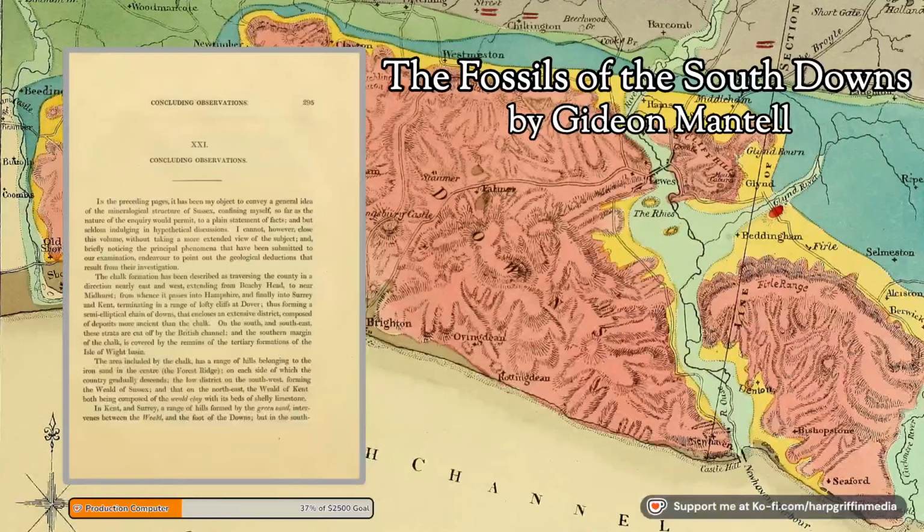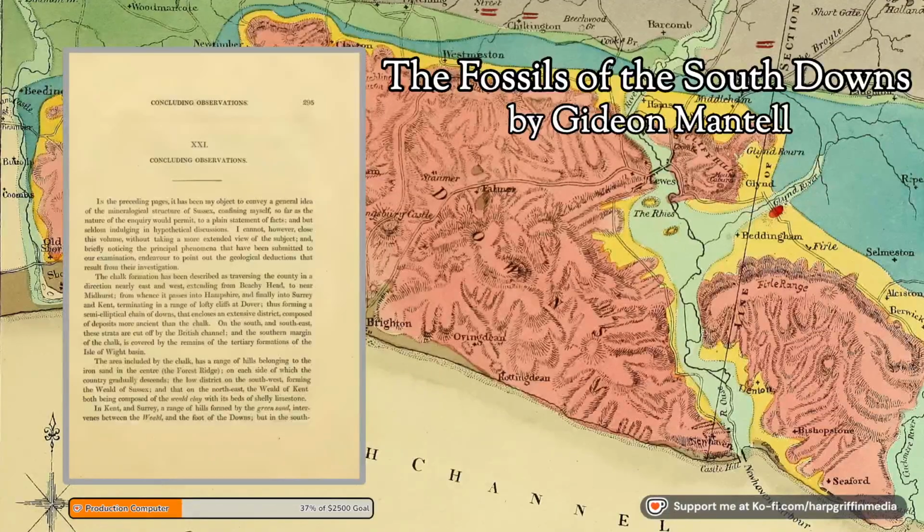The chalk formation has been described as traversing the county in a direction nearly east and west, extending from Beachy Head to near Midhurst, from whence it passes into Hampshire, and finally into Surrey and Kent, terminating in a range of lofty cliffs at Dover, thus forming a semi-elliptical chain of downs that encloses an extensive district composed of deposits more ancient than the chalk. On the south and southeast, these strata are cut off by the British Channel, and the southern margin of the chalk is covered by the remains of the tertiary formations of the Isle of Wight Basin.